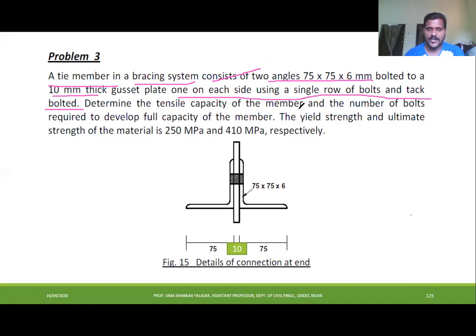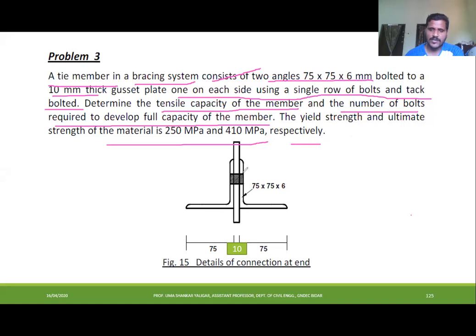Here you need to calculate the tensile capacity of the member and also the number of bolts required to develop the full capacity of the member. The yield strength and ultimate strength of the material are given as Fy and Fu respectively. Now this is the problem he has given. Here the difference is that we need to calculate the tensile capacity of the member, but he has not given the number of bolts. That also we need to calculate. That is the difference.